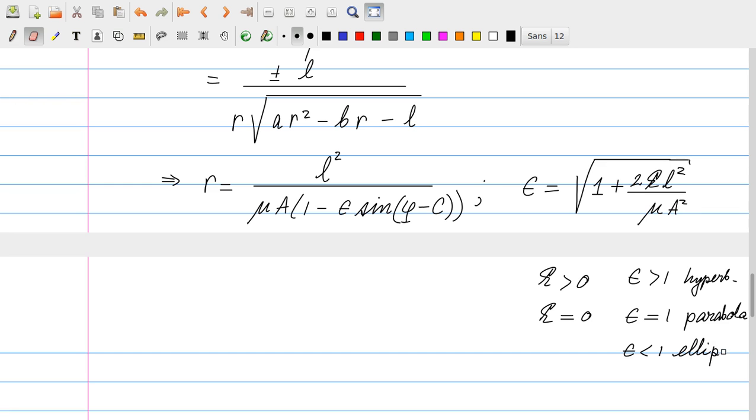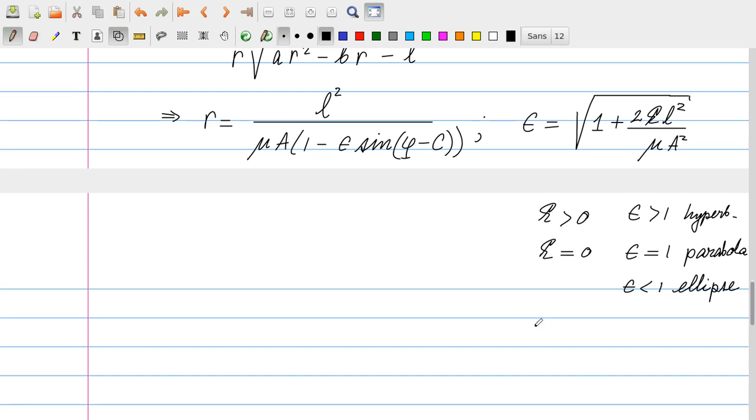Then there is another special case, and that is the case of negative energies where epsilon equals 0. Then we have a circle, and you can easily see that from the solution. If epsilon is 0, you see that r is constant, so it doesn't vary with phi, and that's typical for a circular motion.